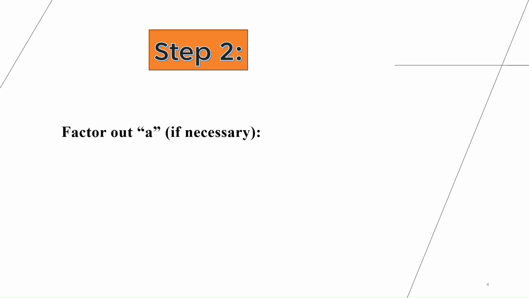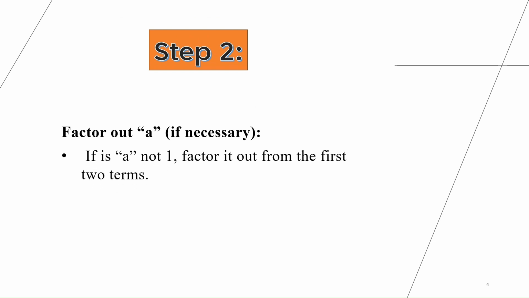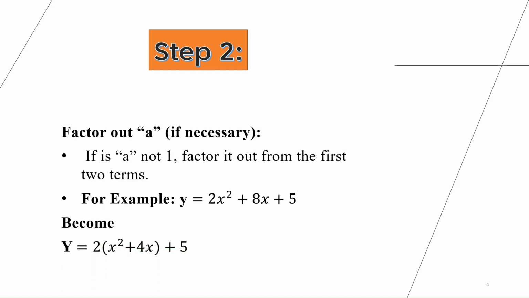Step 2. Find out a if necessary. If a is not 1, then factor it out from the first two terms. For example, y equals 2x squared plus 8x plus 5 becomes, they factor out the 2, because 2 is where the a was in the quadratic equation. So they factor out the 2, so 2 bracket x squared plus 4x plus 5.